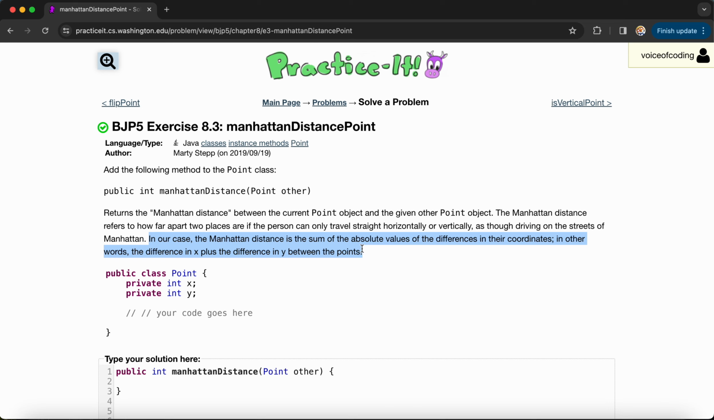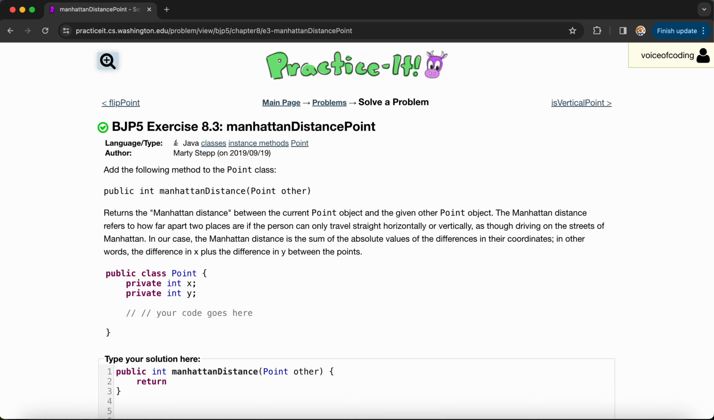So let me just read that again. In our case, the Manhattan distance is a sum of the absolute values of the differences in their coordinates. In other words, the difference in x plus the difference in y between the points. Okay, so like I said, we really just need one return statement. And like this highlighted region I just read, we need the absolute value of the difference of the coordinates. And the coordinate is made up of the x and y coordinates.